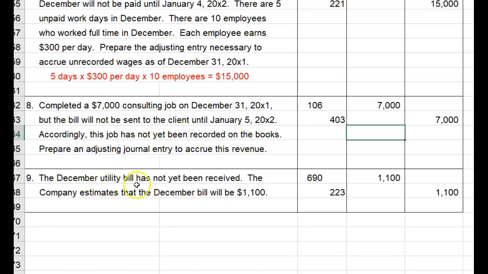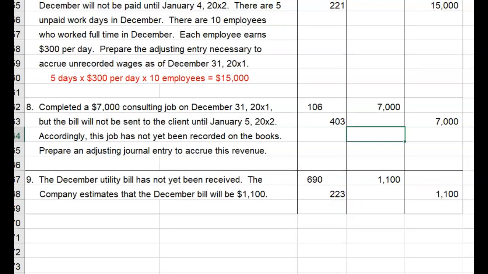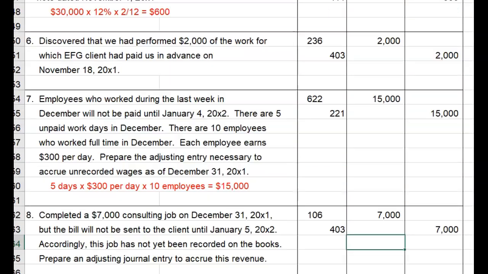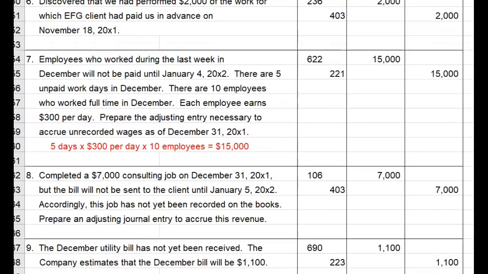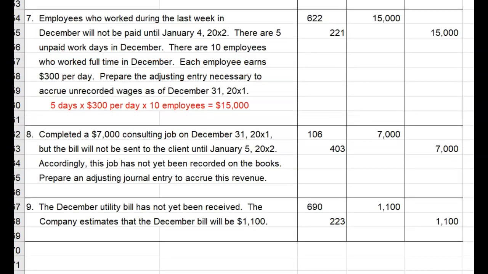The December utility bill has not yet been received, but the company estimates that the December bill will be $1,100. Debit utilities expense, account 690 for $1,100. And credit utilities payable, account 223 for $1,100. And that's the last of the adjusting journal entries. So that's all for this video.